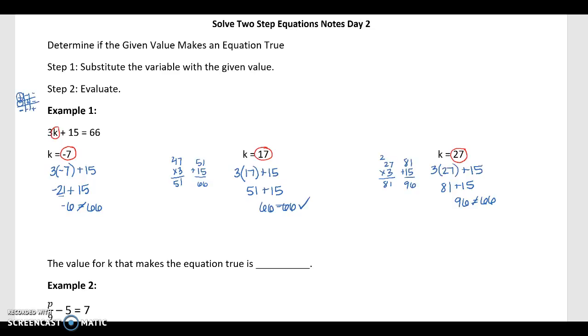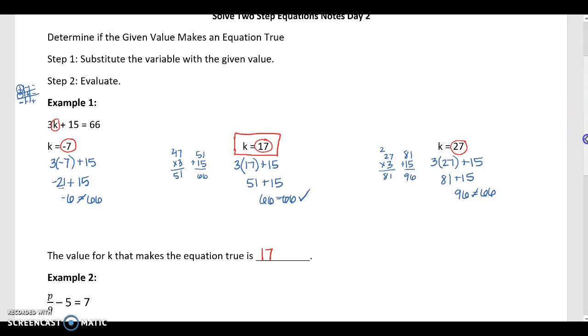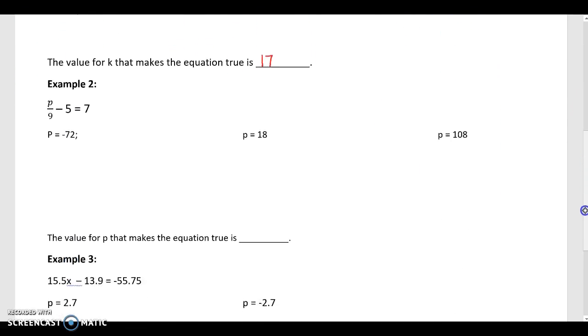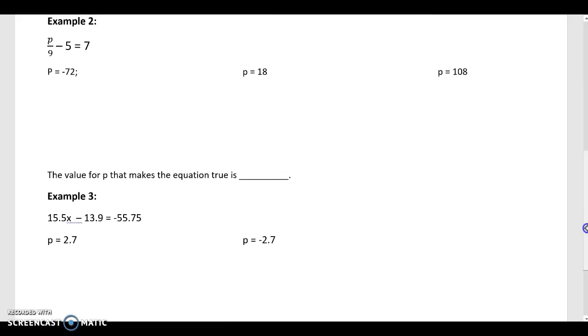All right, I went ahead and finished the work on that one. So 3 times 27 this time plus 15. So 3 times 27 was 81 plus 15 gave me 96. So our answer on this one is that k equals 17. All right, so the value of k that makes this equation true is 17. All right, let's keep going and give it another try with our second example.